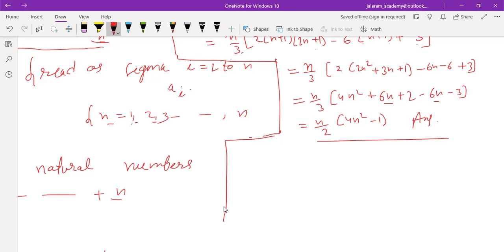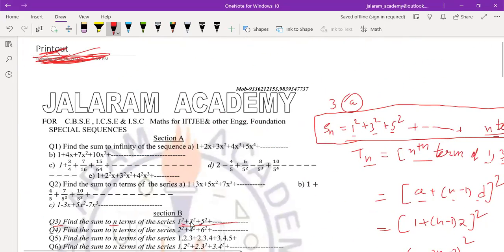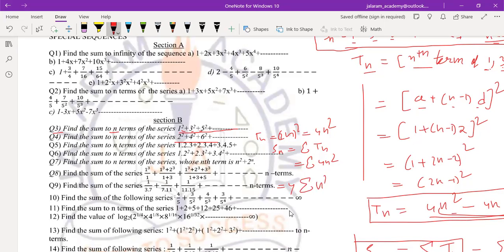Similarly, we can solve all the questions of this series with the same method. First, we have to find the nth term and then use the sigma. Like this: 2, 4, 6. Its nth term will be 2n. Okay. Then we use Sn equals sigma Tn. This is 2n whole square, so 4n square. So sigma 4n square, that is 4 into sigma n square, clearly 4 into n by 6 into n plus 1 into 2n plus 1.